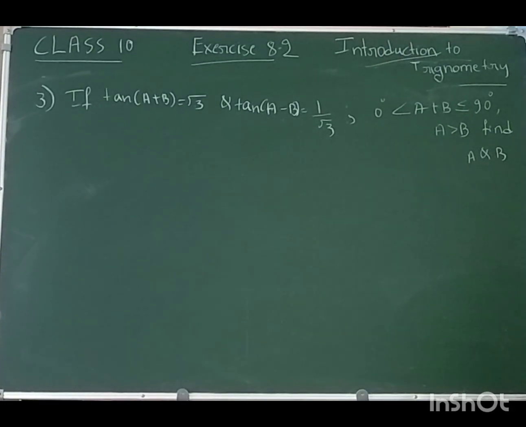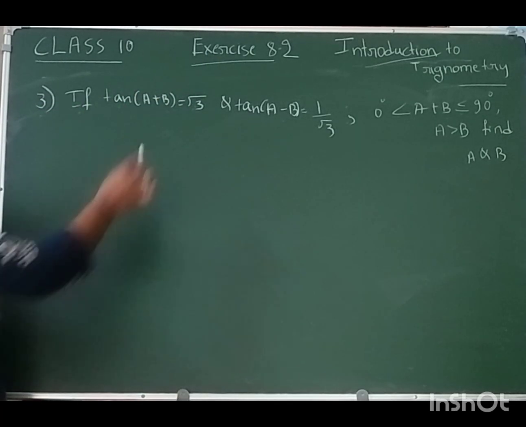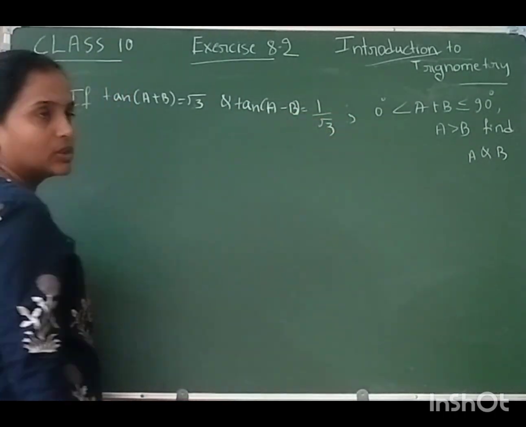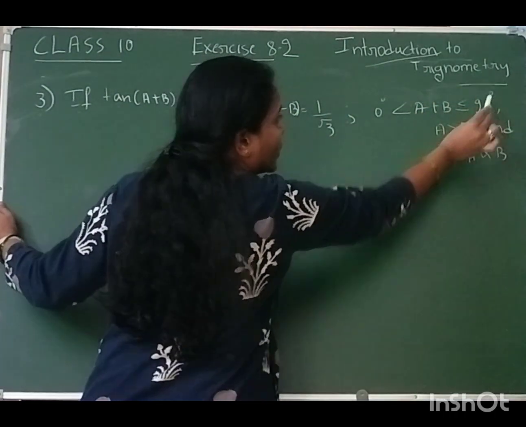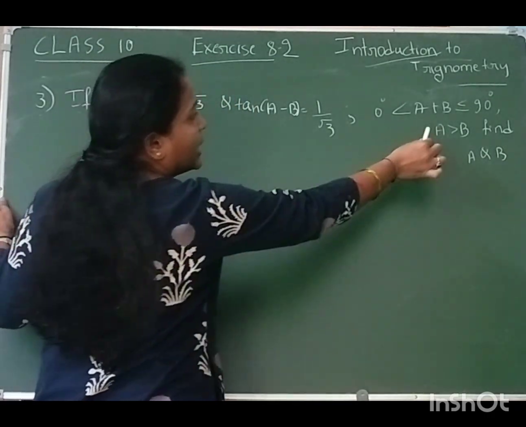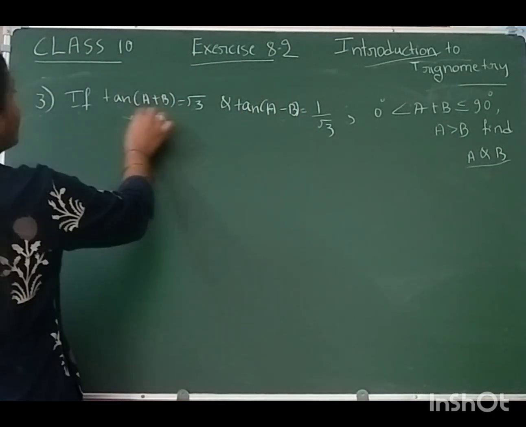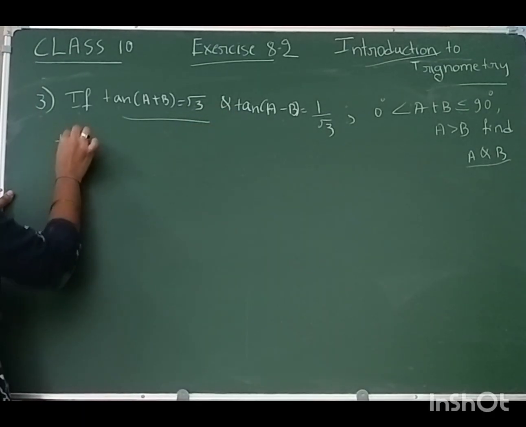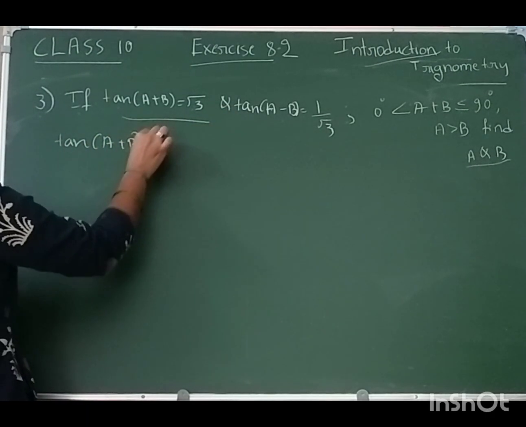Next we will go for question number 3. That is, if tan(A+B) is root 3 and tan(A-B) is 1 by root 3, and A+B is greater than 0 and less than or equal to 90 degrees, and also A is greater than B, we have to find out A and B.